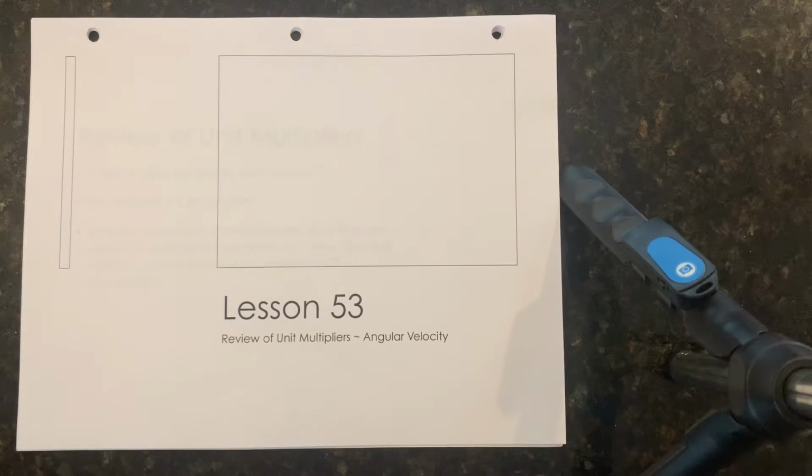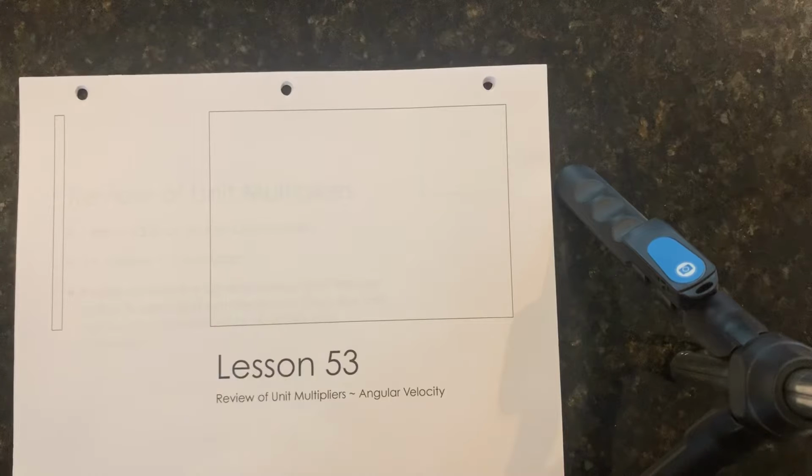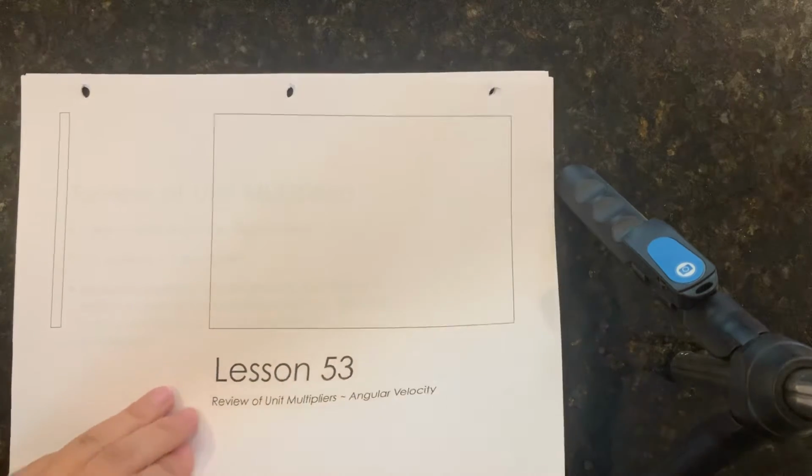Hi everyone, this is your Algebra 3, Lesson 53, the new lesson that we are going to be going over. For this lesson, we are reviewing the unit multipliers, and then also a new equation is going to be angular velocity.